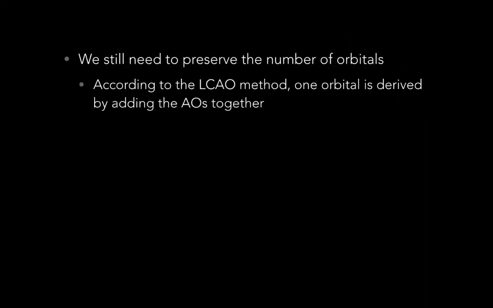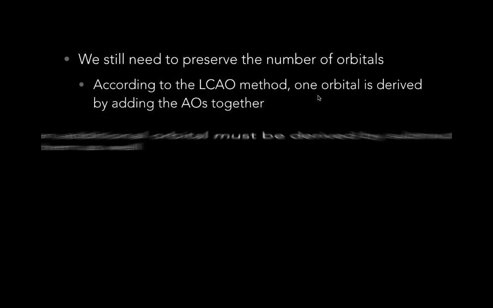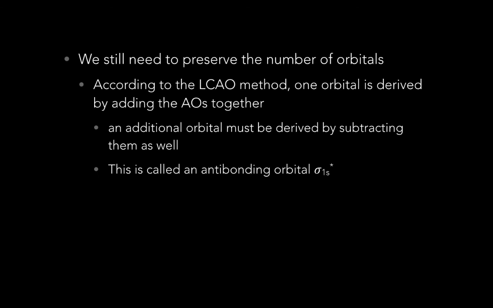Now, we still need to preserve the number of orbitals in molecular orbital theory, just like we did for valence bond theory. So we only made a bonding orbital. We combined two 1s orbitals and created a bonding orbital. We're missing an orbital. According to the LCAO method, one orbital, the orbital that we just saw, is derived by adding the atomic orbitals together. Well, an additional orbital can be derived by subtracting them as well. So we're going to see what that looks like. Now, this is called an anti-bonding orbital, and we're going to give it the designation sigma 1s star. So in MO theory, anytime we see that star, that indicates an anti-bonding orbital.